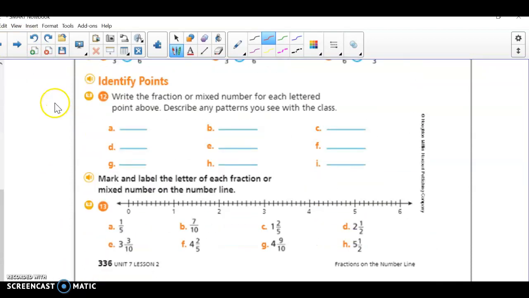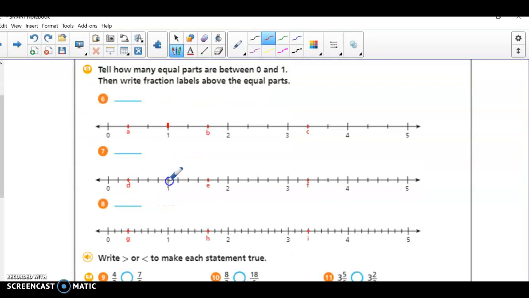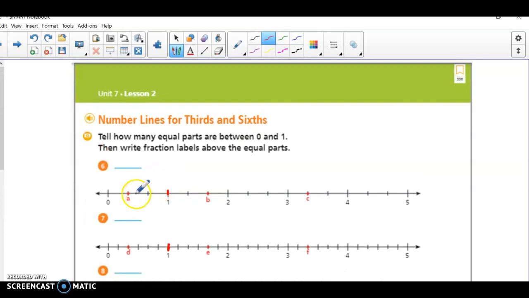On page 336, I believe, right? Yeah, 336. And so first thing we're going to do is we're only dealing with 0 to 1 to start with. So we're just looking at how many equal parts there are between 0 and 1, because that tells us what fraction we're dealing with. So let's do number 6 together. I see 1, 2, 3 equal parts. So I'm going to write 3 up here. So that means these are in thirds. So let's label them. So I see 1/3, my first one. Now I go one more third is going to be 2/3. And I can label my last one too. Whole is 3 total thirds, 3 out of 3.